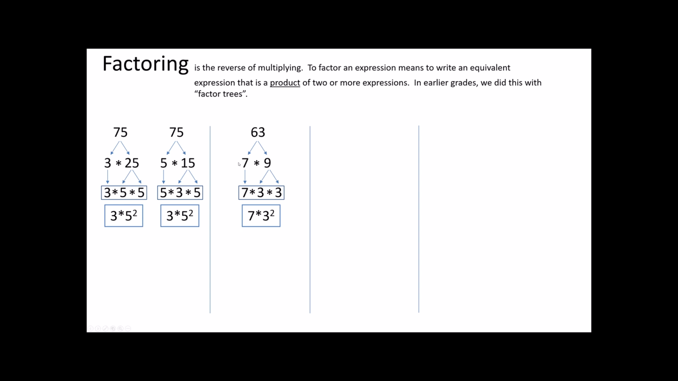Notice that even though I used 7 times 9, you could have also done it as a 21 times 3 on this middle step, and it would have given you the exact same set of primes. In fact, every composite number has a unique set of prime factors.